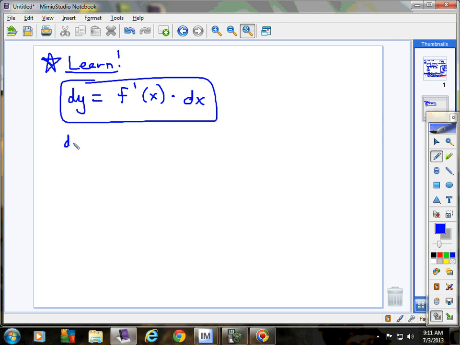Sometimes the book calls it df because isn't y the same as f of x? Y is a function of x. So if you see df, it means dy. Same thing. All right, now if you wanted to create that formula, say you forget it for some reason, it's not a very long formula, so it won't be that hard to remember. But let's say you want to see where it comes from.